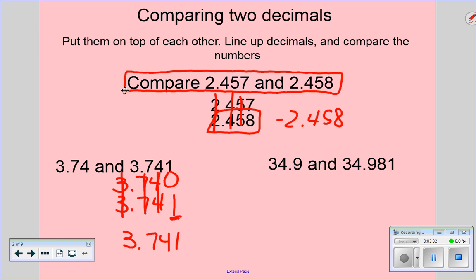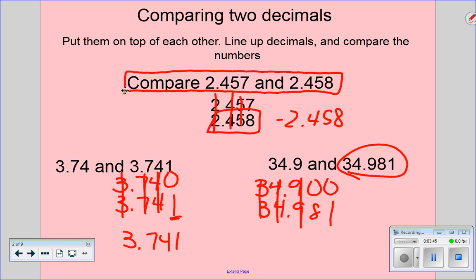For this one, if I look at it, 34.9 and 34.981. I can add zeros on here. Start here, same, same, same. Oh, not the same, so I know that this one's bigger.